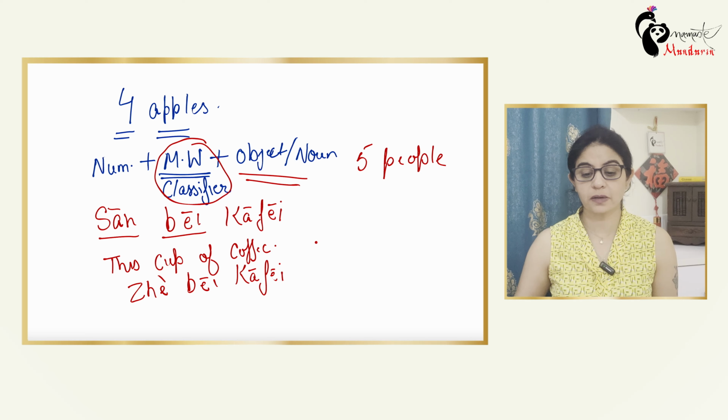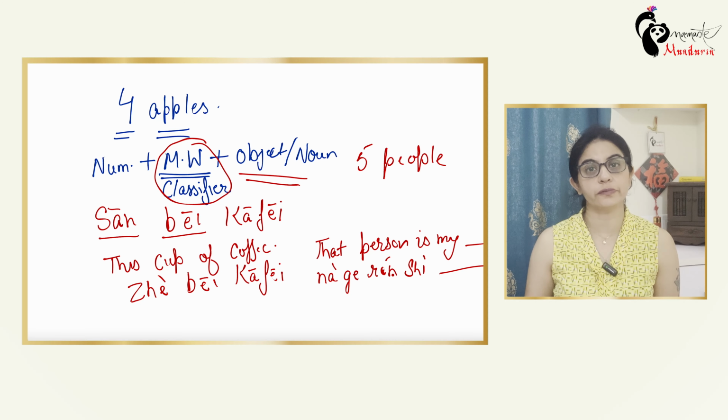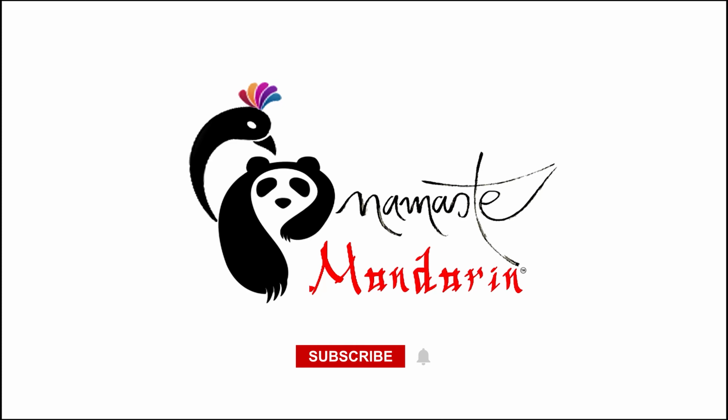Okay, if I'm saying, let's say, that person is maybe my friend. So here also that is na, and as I told, ge is a measure word which we are going to learn later, so don't worry about that. Na ge ren shi wo de pengyu. Okay, so this is the concept of measure word which you have to remember.